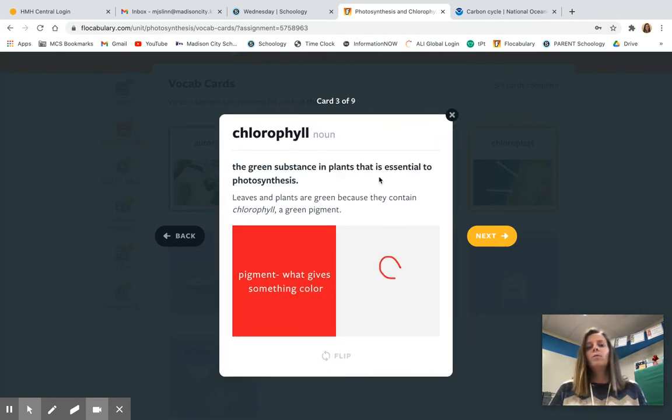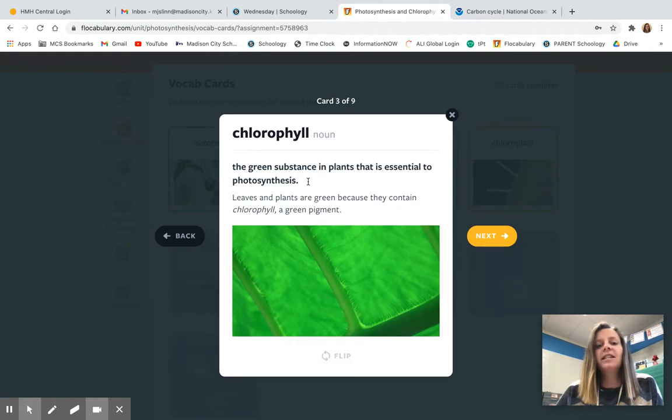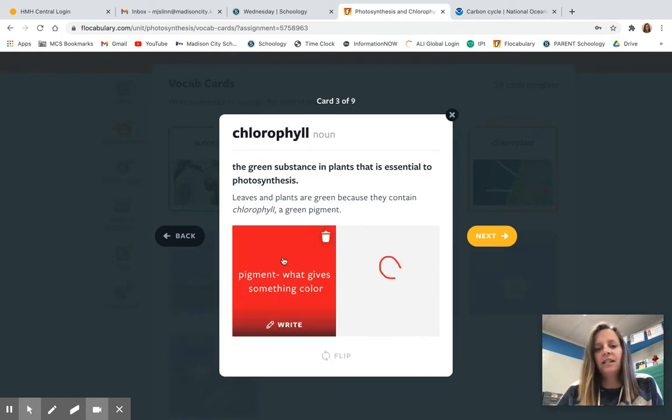Okay, so these are going to be flashcards, and when you do them properly and correctly, not like how I'm doing them quickly, when you flip them over, you'll see the definition on one side, and then you'll see your sentence that you wrote and your picture representing the meaning of the word on the other side.